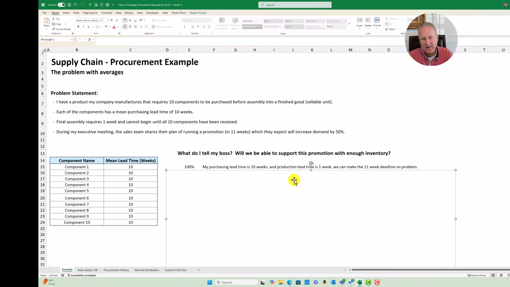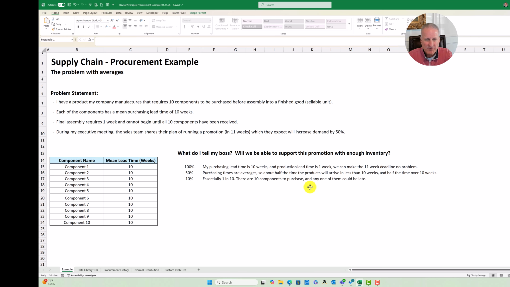Well, let's think about it for just a minute. Really, what we're saying is the mean lead time is 10 weeks. So on average, this is going to be 10 weeks, which means that half the time I'm going to get the product in less than 10 weeks. Half the time it's going to be more than 10 weeks. So really I've got a 50-50 shot at this at best, right? So half the time, 50%, I'm going to get it on time. Half the time I won't. So maybe I tell them, hey, this is about a 50-50 shot that we're going to actually make this.